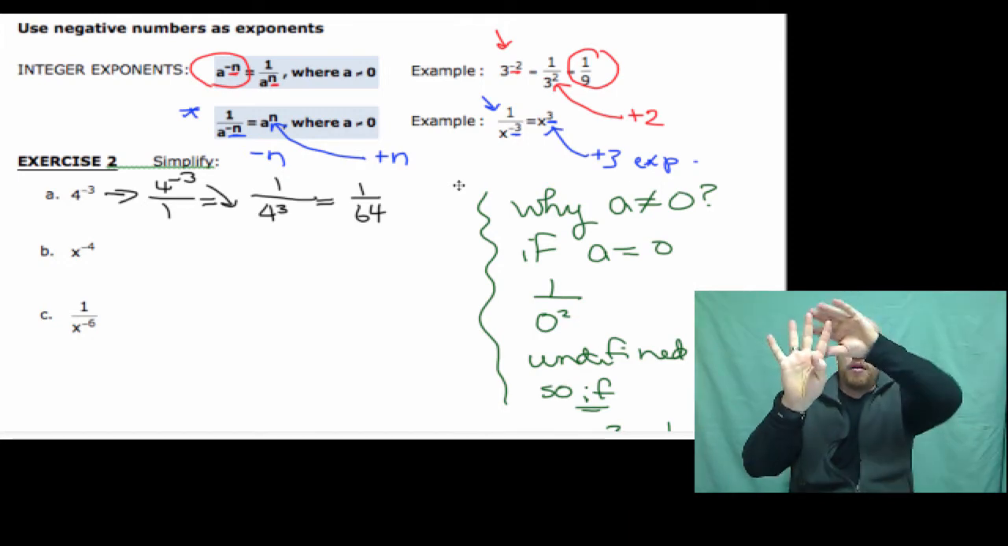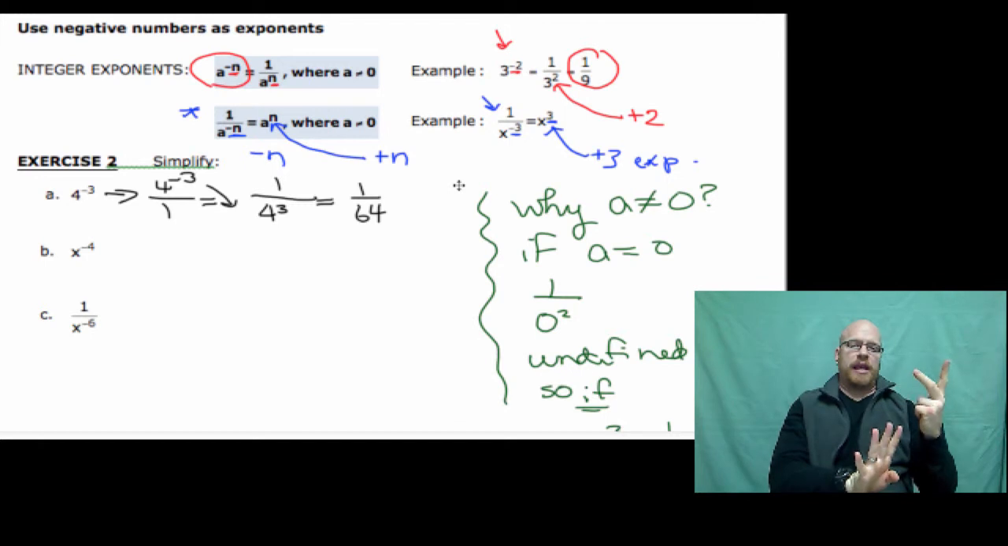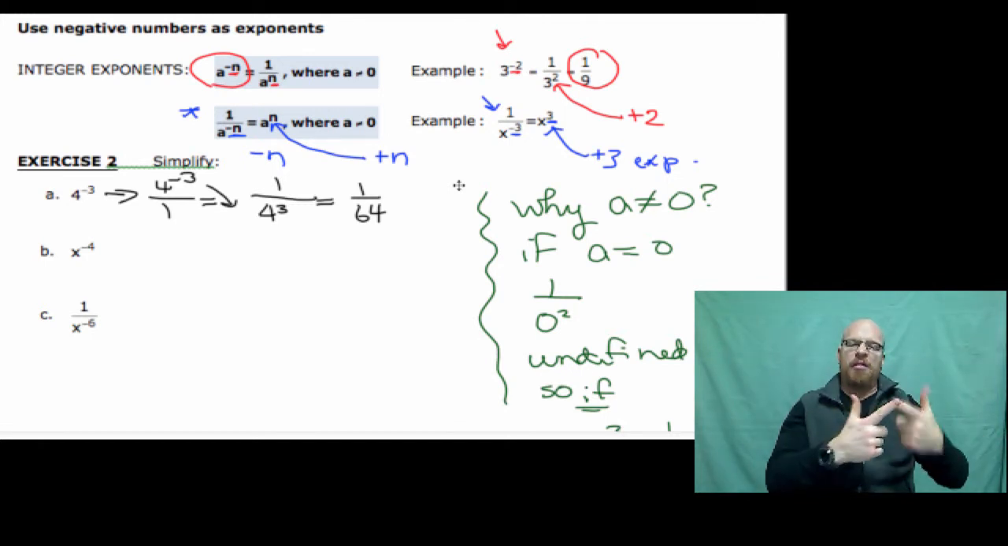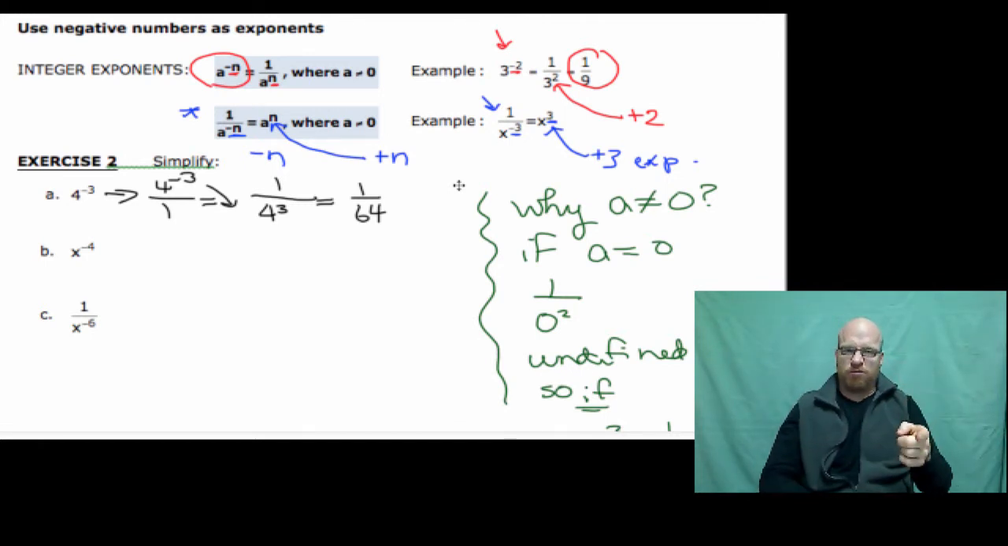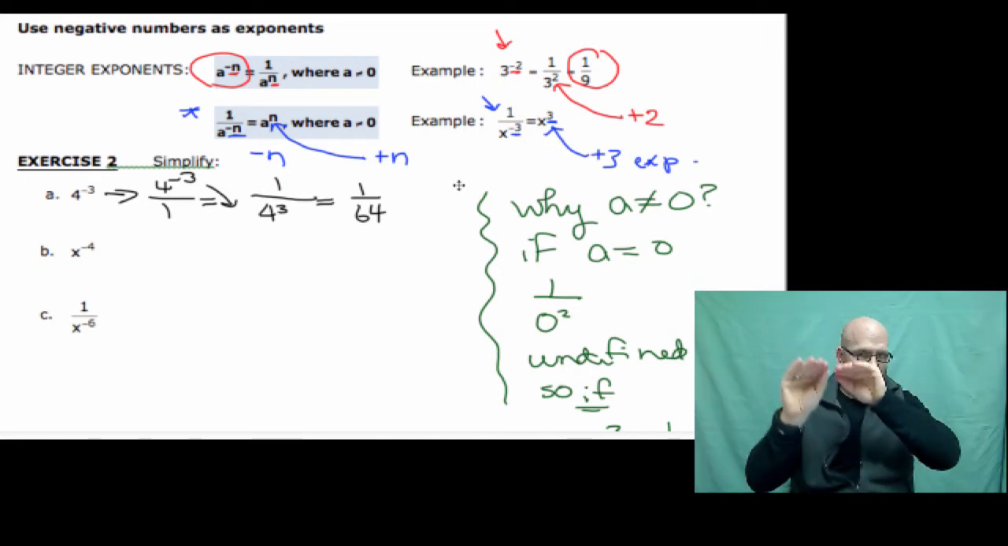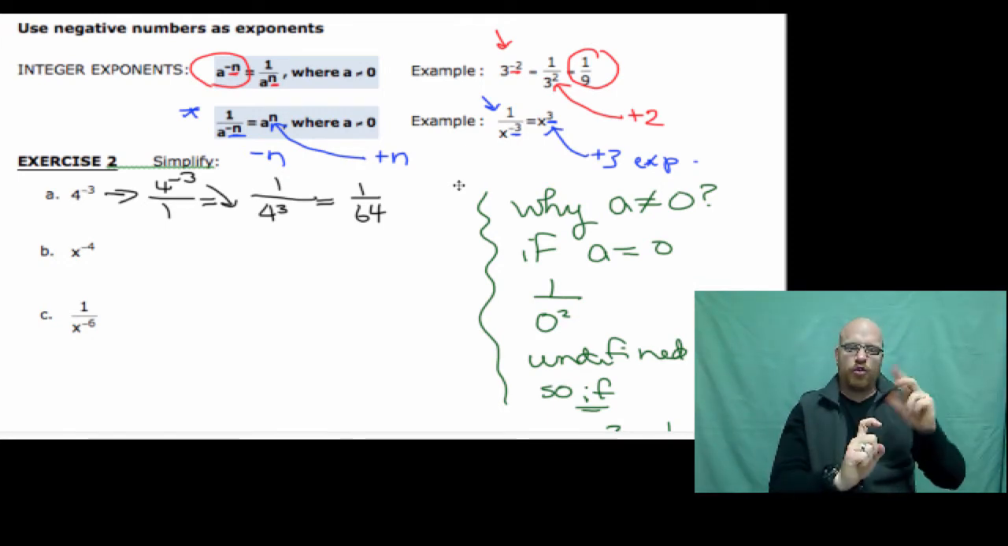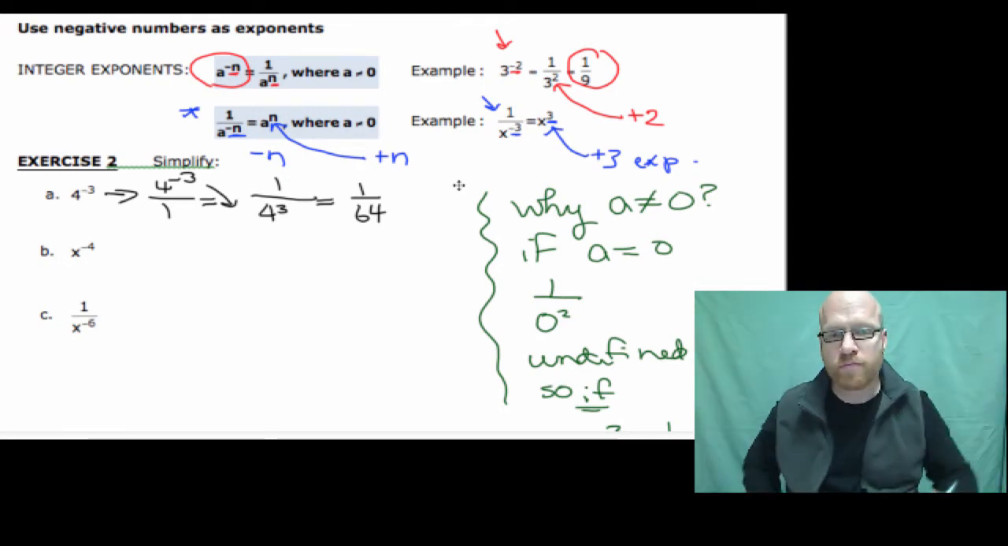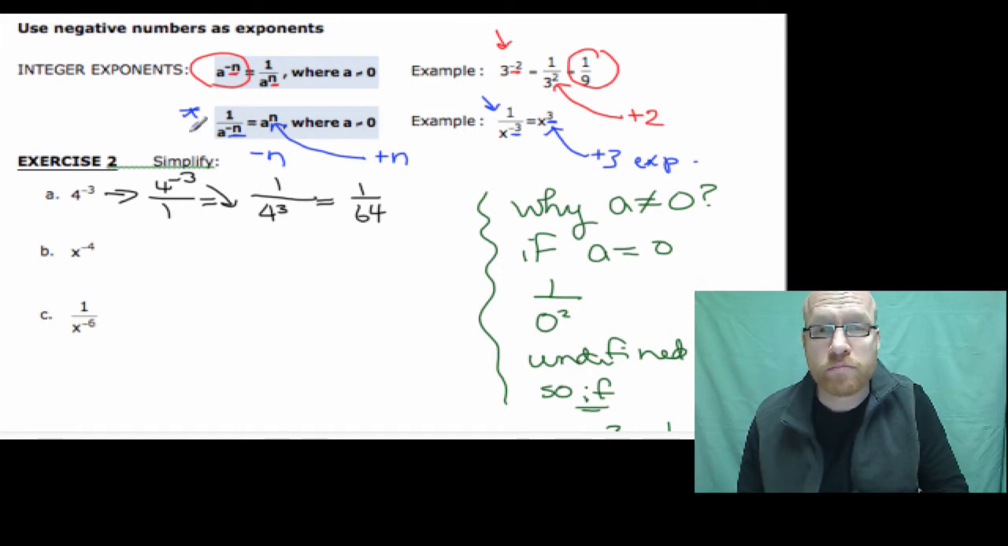So now 4 to the negative 3 gets moved to the denominator, and it becomes 4 to the positive third power. And you can figure that out to be 1 over 64. Now, for b, we have x to the negative 4. It moves to the denominator and becomes 1 over x to the positive 4 power.